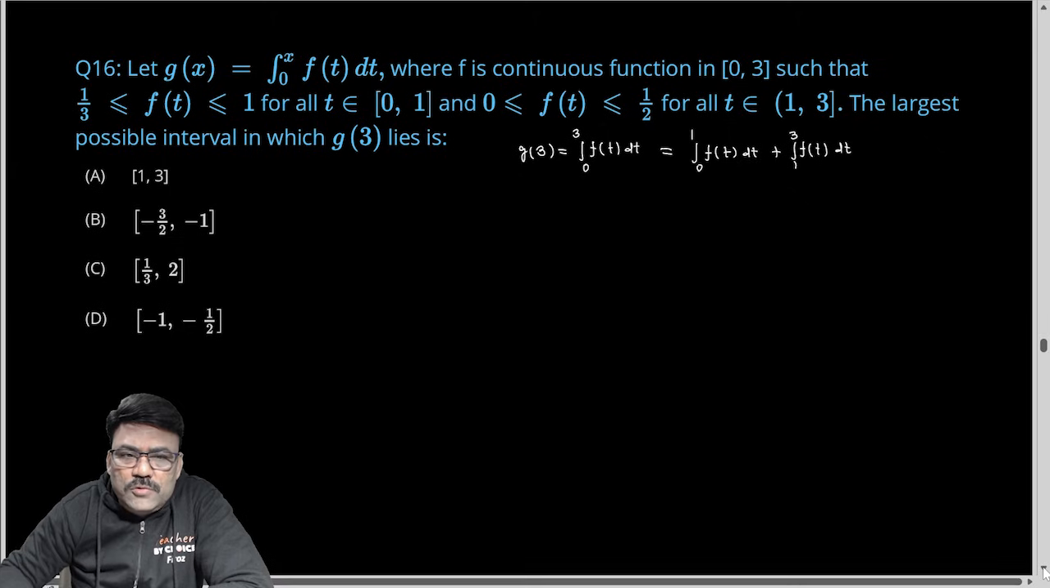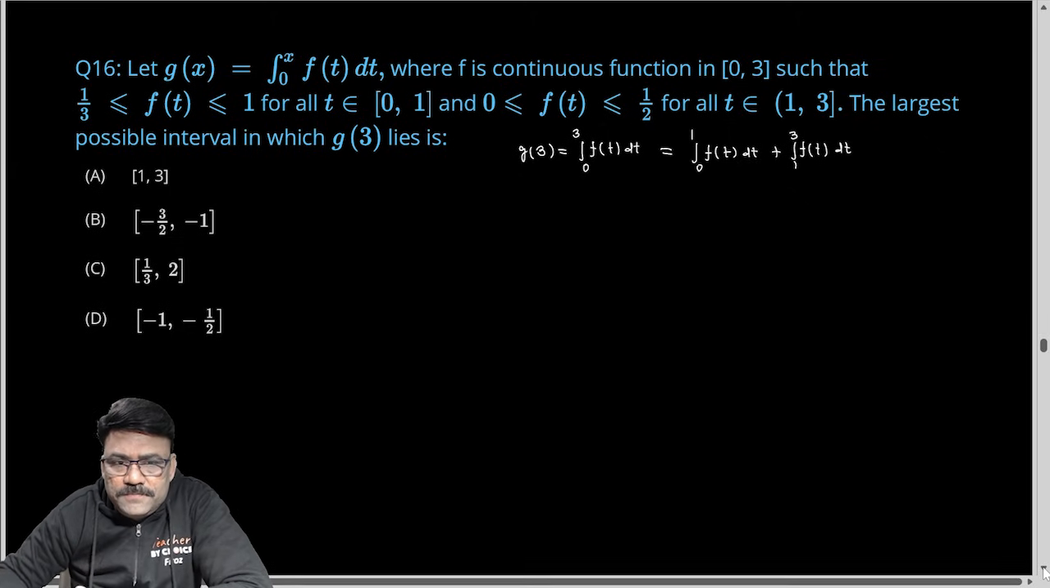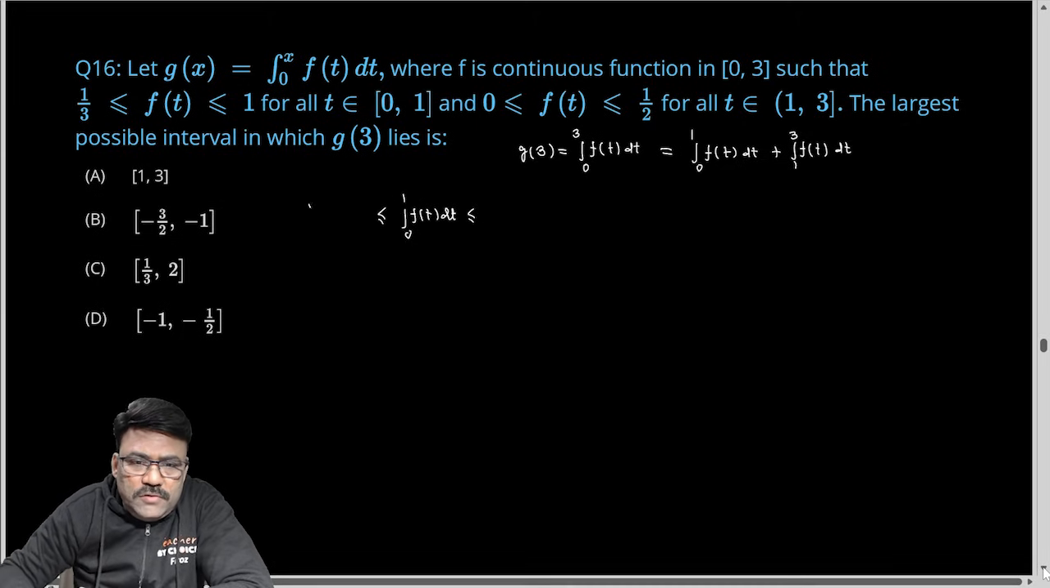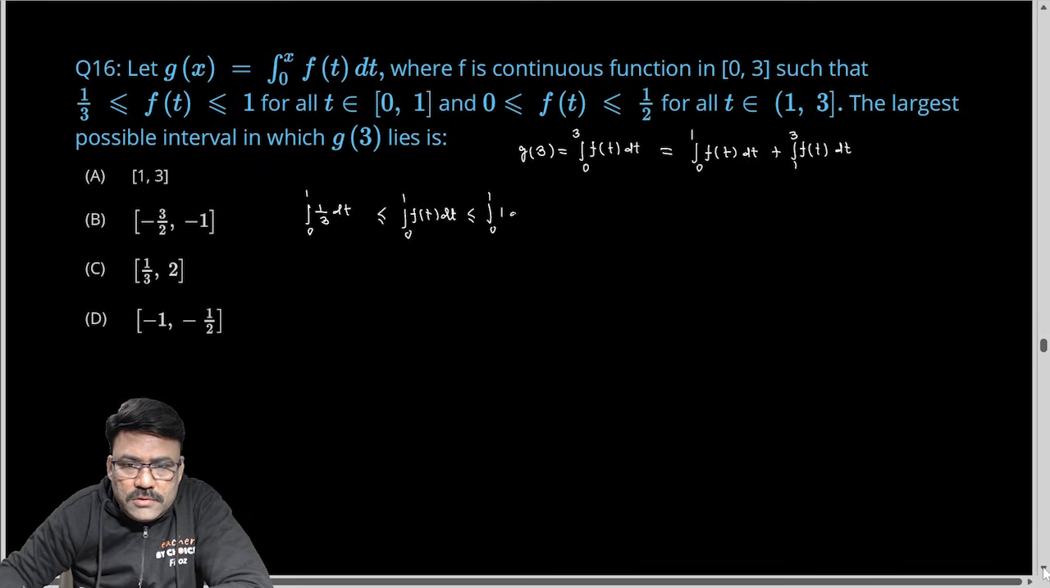Now when t belongs to 0 to 1, f(t) lies between 1/3 and 1. So hence the integral from 0 to 1 of f(t) dt lies between the integral from 0 to 1 of 1/3 dt and the integral from 0 to 1 of 1 dt. So that means the integral from 0 to 1 of f(t) dt lies between 1/3 and 1 only.